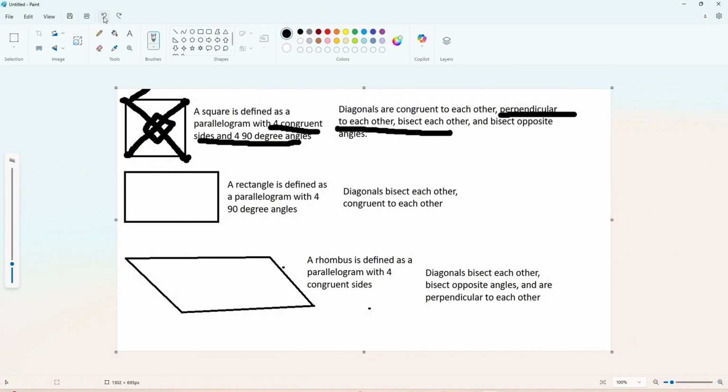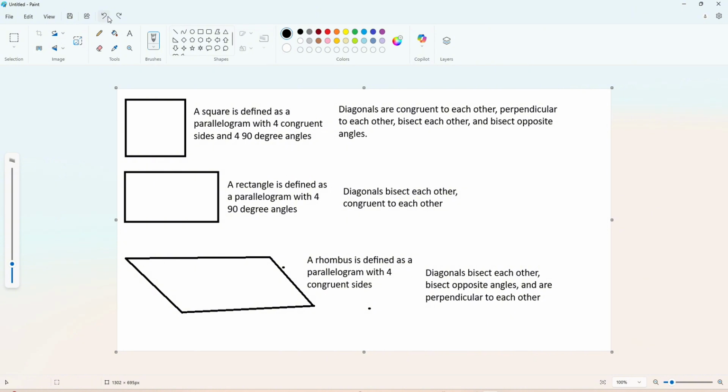Finally, they bisect opposite angles. So, for example, we know that this is a 90-degree angle based on our definition right here. This will be cut into 45 and 45. Okay? Now, let's move on to our rectangle.